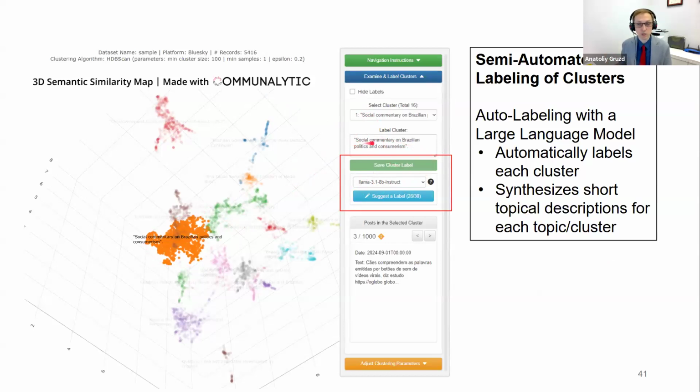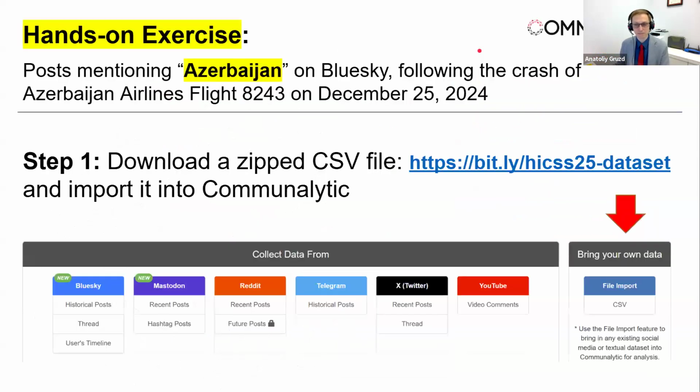In this case, it will be social commentary on Brazilian politics and consumerism. But as a human in the loop, you really need to cross-validate those results. For that reason, Cumulative also offers you the actual messages. You will scroll through some of them or all of them, depending on the size of the cluster, your time constraints and the purpose of your research, to say, hey, maybe the label is a good start, but maybe it's too broad. Sometimes large language models give you very broad labels. So the interface allows you to manually override the suggested label, and then you save a new label and move on to the next one.